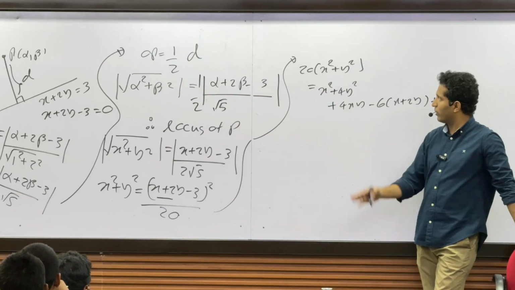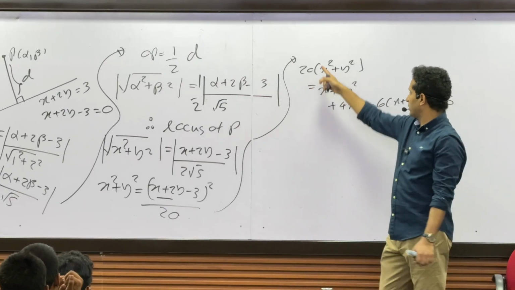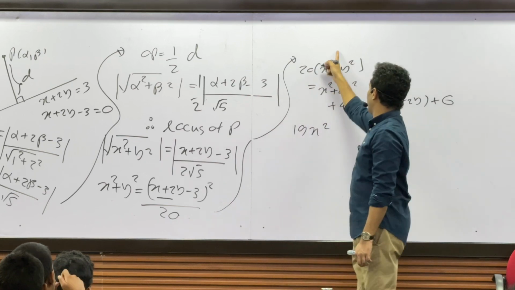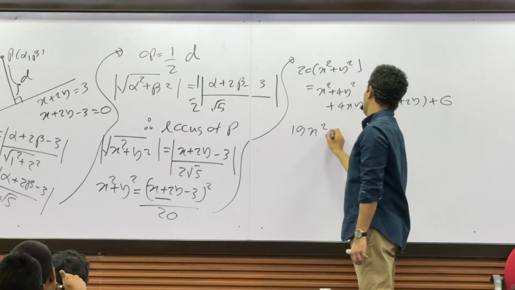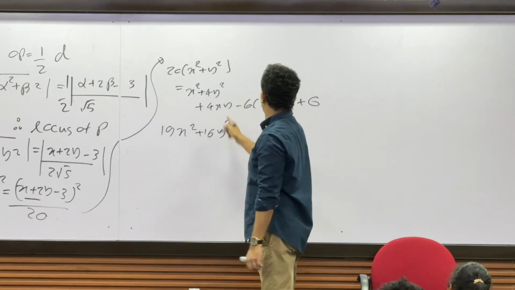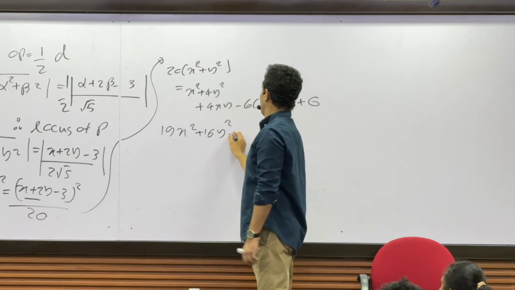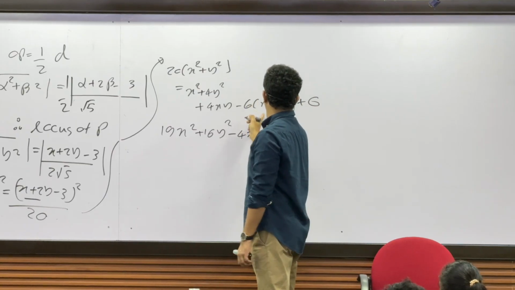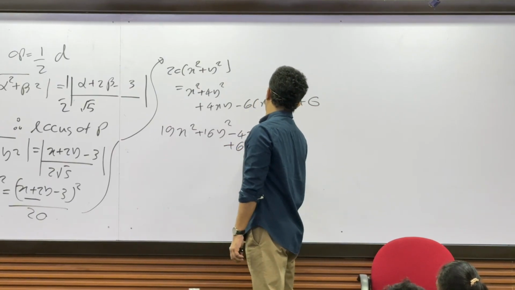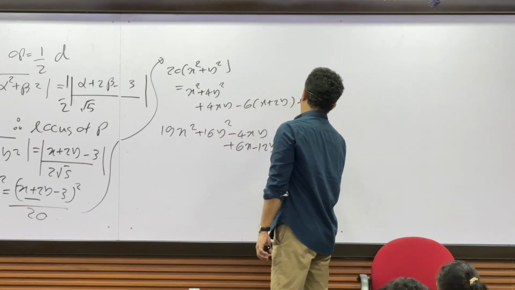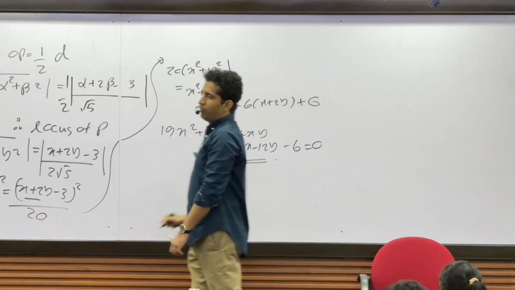Now take everything to one side and simplify. 20x squared minus x squared means 19x squared. 20y squared minus 4y squared means plus 16y squared. You can take xy the other way, minus 4xy. Now when you take this, plus 6x minus 12y minus 6 equals 0. This is the locus of P.